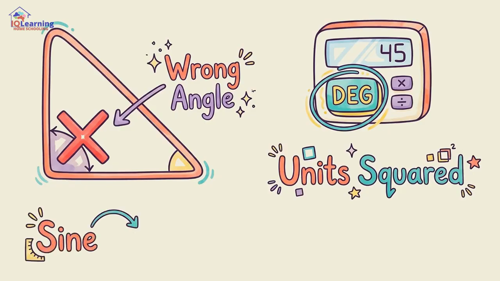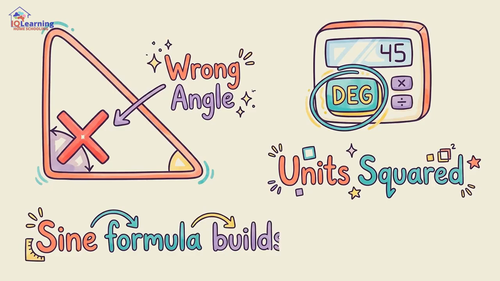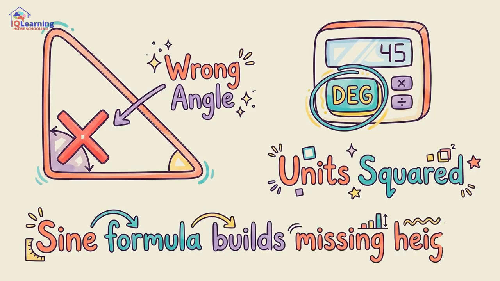So the main takeaway is this. The sine formula is not separate from the usual area formula. It comes directly from it. Sine simply helps us build the missing height when two sides and the included angle are known.